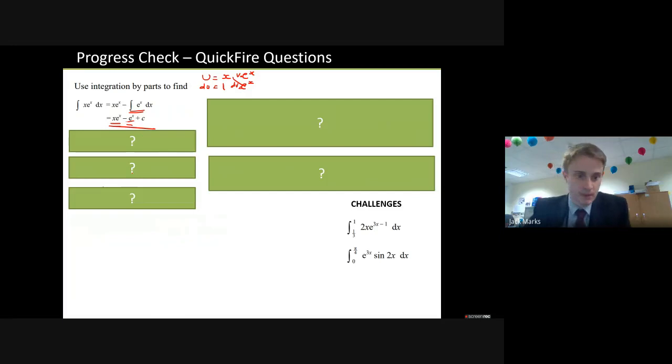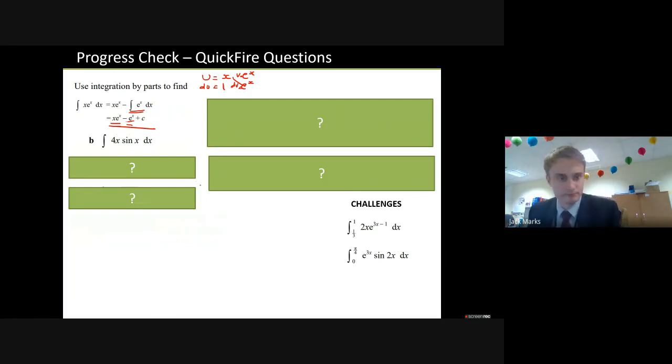Okay. Next question. Let's have a look. 4x sine x. So what's going to happen on this one? 4x is going to be your u part that you want to differentiate, and sine is going to be the part that you integrate. So uv. You need this: sine x will become minus cos x. So that's how you get that line there. That's uv. 4x differentiated will be just 4.